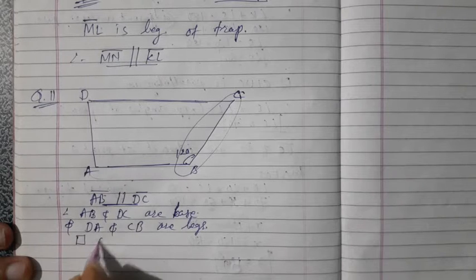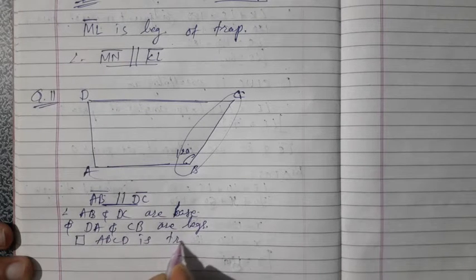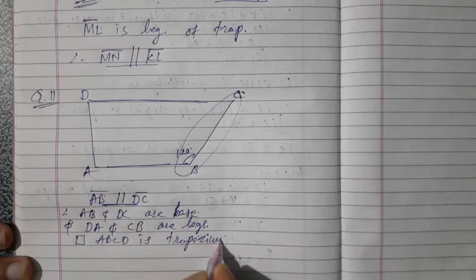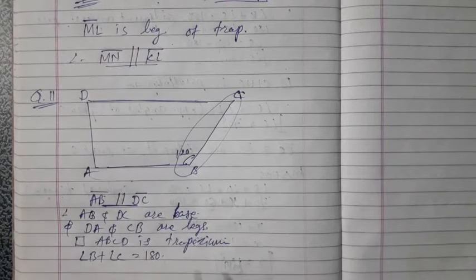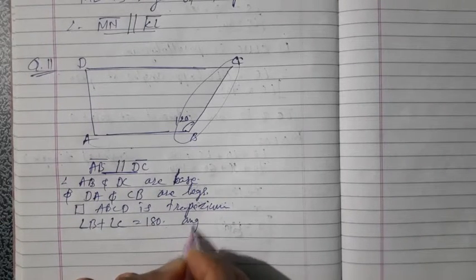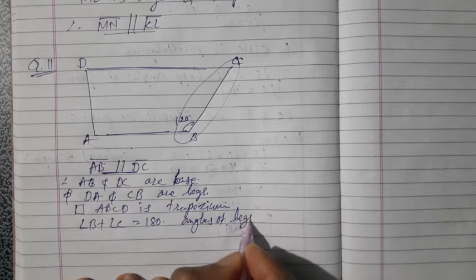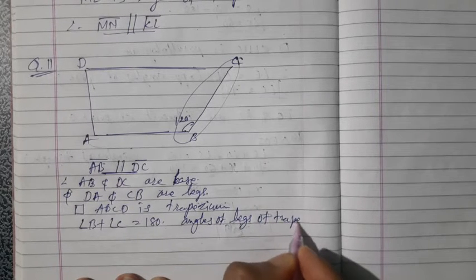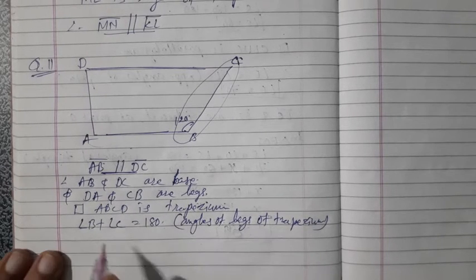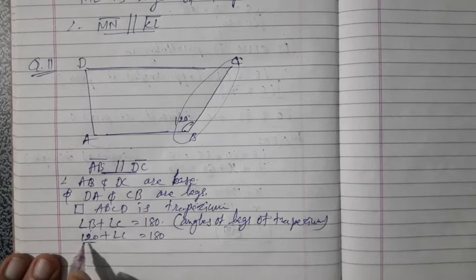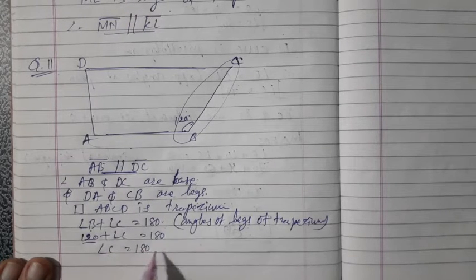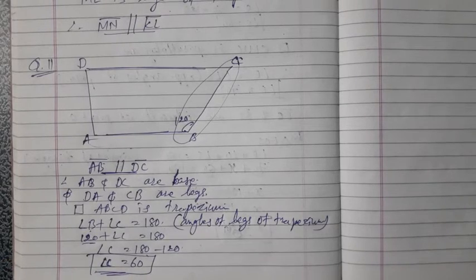So quadrilateral ABCD is a trapezium. For that, angle B plus angle C equals 180, because they are angles of the legs of the trapezium. Angle B is given as 120, so 120 plus angle C equals 180. Changing the side of 120, angle C equals 180 minus 120, which means angle C equals 60 degrees. That's your answer. So easy.